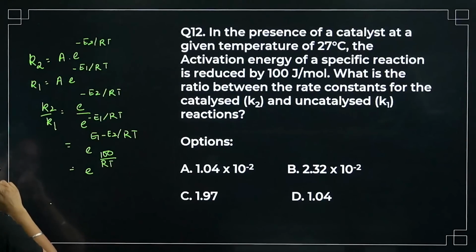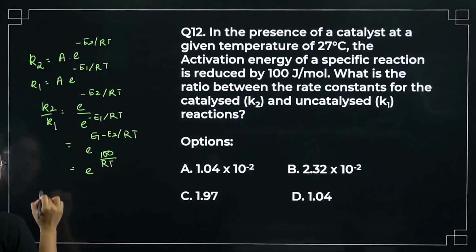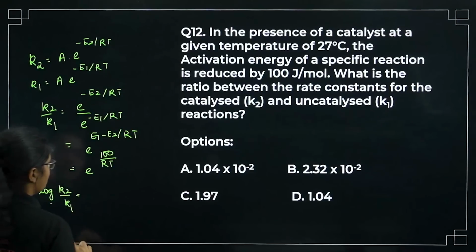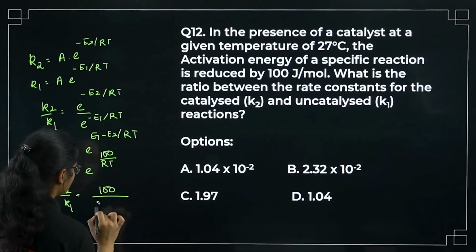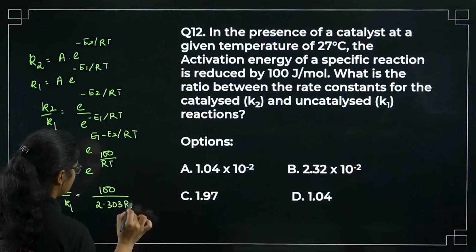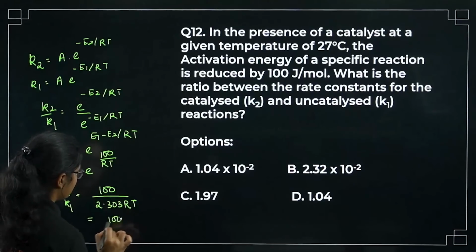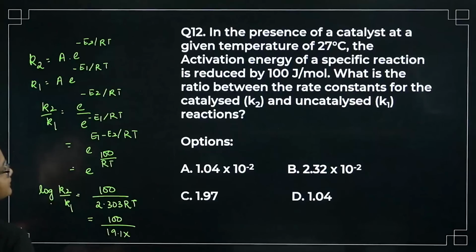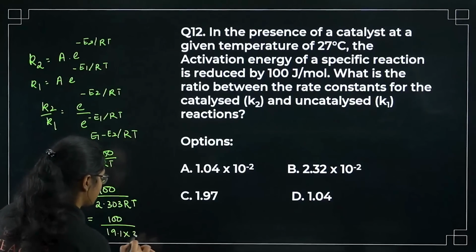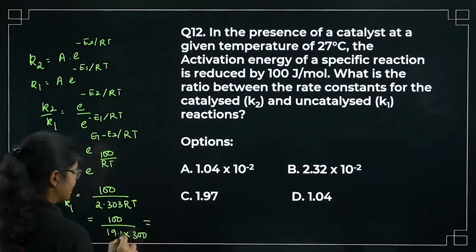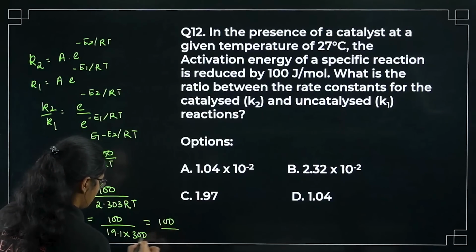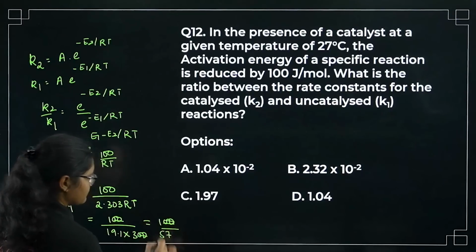Now if I take log on both the sides, I'll get log K2 by K1 is equal to 100 by 2.303 RT. Now if I solve, 100 divided by 2.303 into R, which is 19.1, and temperature is 27 degrees Celsius, means almost 300. I'll take 19.1 as just 19, so I'll get 100 by 5700, I can cancel, so I'll get 1 by 57.